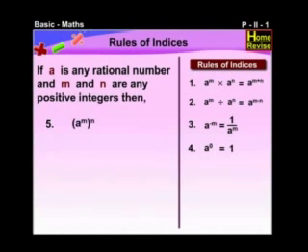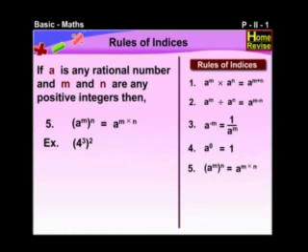Fifth rule: A raised to M in the bracket raised to N is equal to A raised to M into N. Take one example. 4 raised to 3 in the bracket raised to 2 is equal to 4 raised to, that is multiplication of index 3 and 2, 3 into 2, which is equal to 4 raised to 6.